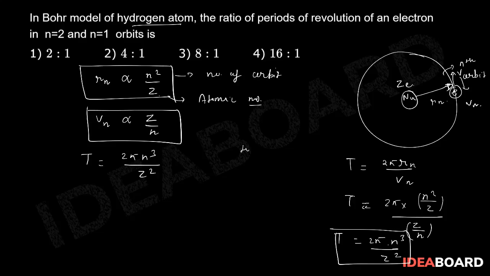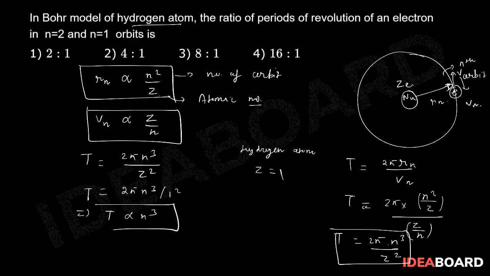Now they are talking about hydrogen atom. For hydrogen atom, z is always 1 because the atomic number is 1. So now 2 pi into n cube divided by 1 square. That means I can say T is proportional to n cube. This is our main relation. Once I got this, now I can simply say T1 upon T2 is equal to N1 upon N2 whole cube, right?